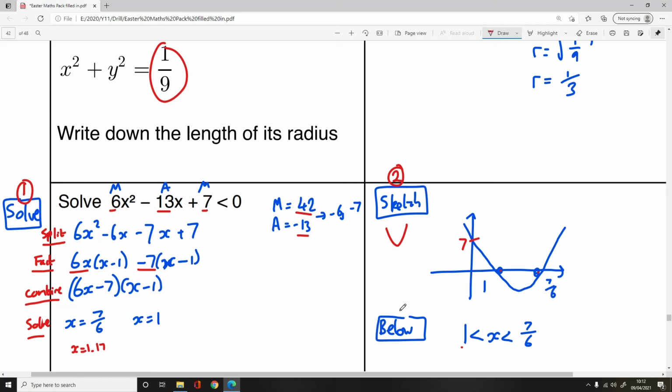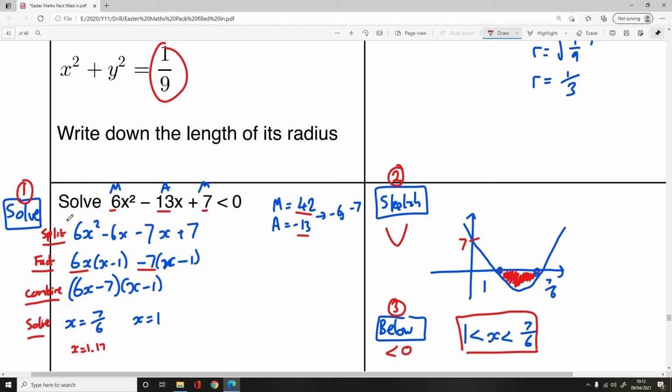And then step 3 is we want to know when this is below the x-axis. Now we want to know when it's below because the question says less than 0. If it said greater than 0, we'd want to know when it is above. So it's below the axis between those 2 points that we just came up with. So we'd write down as our final answer that x is between 1 and 7/6.